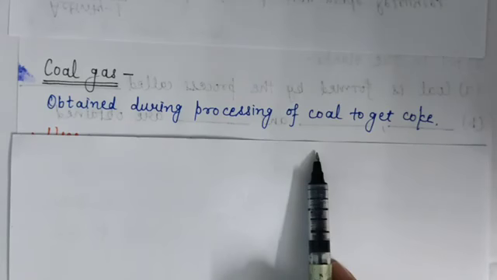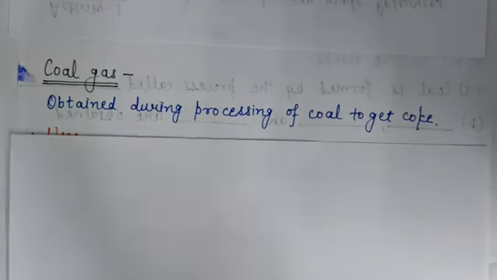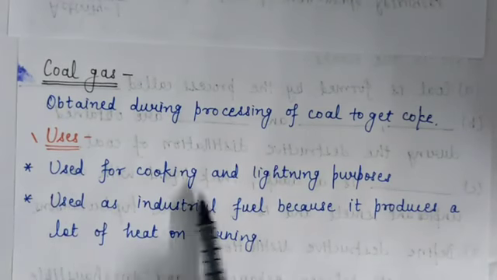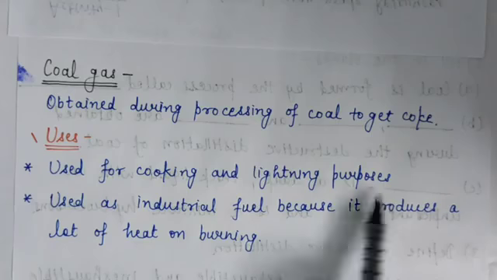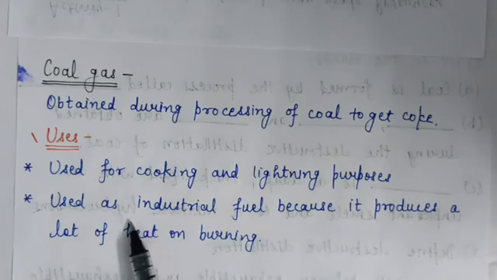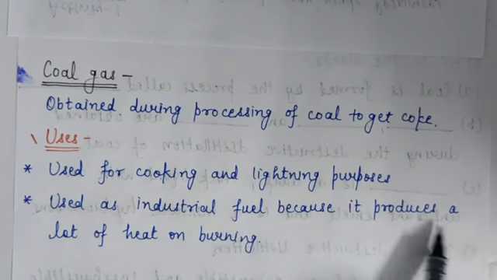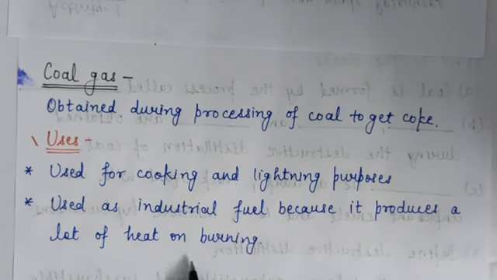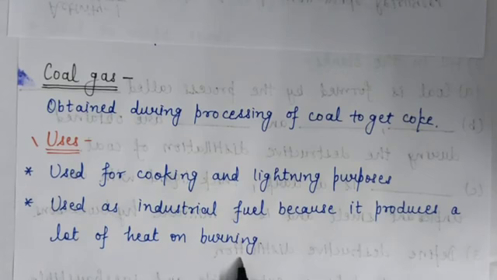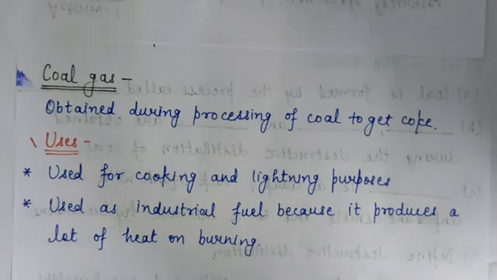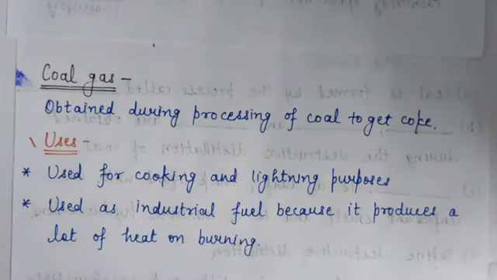Now what are the uses of coal gas? First use is it is used for cooking and lighting purposes. Second, it is an important industrial fuel because it produces a lot of heat on burning. That's why it is an important industrial fuel. So these are some uses of coal gas. I hope you have understood each and every topic.